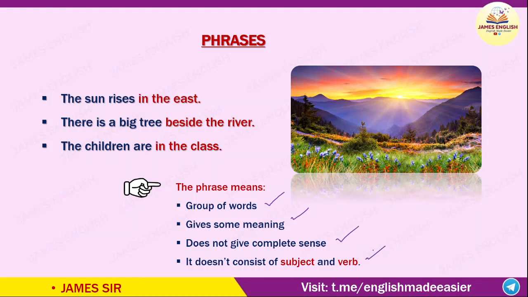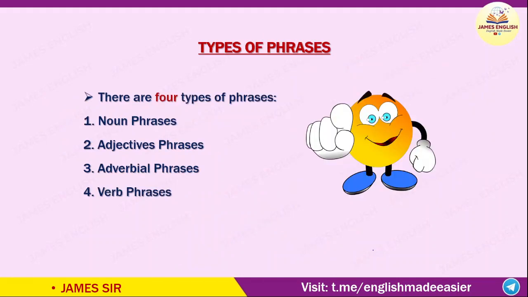So we can come to a conclusion. What is a phrase? A phrase is a group of words. It provides some meaning but doesn't give complete sense. It doesn't consist of subject and verb. I'm very sure now you have a clear picture of what a phrase is. But then shall we check your ability of identifying phrases?